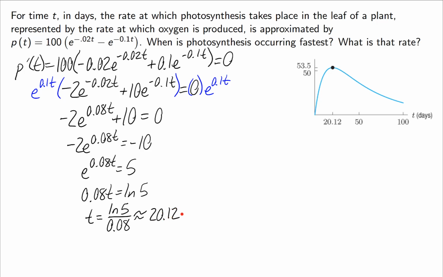20.12 as we expected. Notice that since this is a t value, this would be in days. So after 20.12 days, photosynthesis is occurring fastest, and to find the rate of that, we would simply do p of 20.12, which if you plug that into the function, you should get 53.5. There's no particular units on that number, so we'll leave it as is.